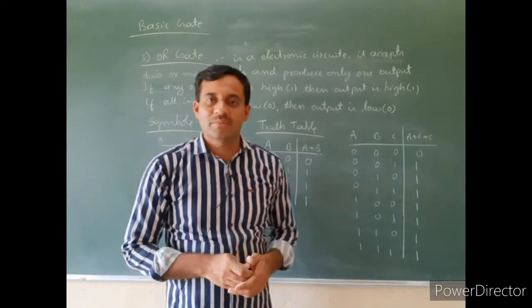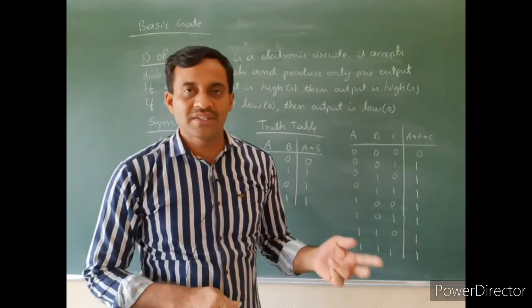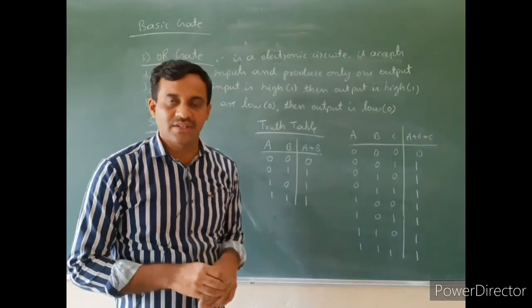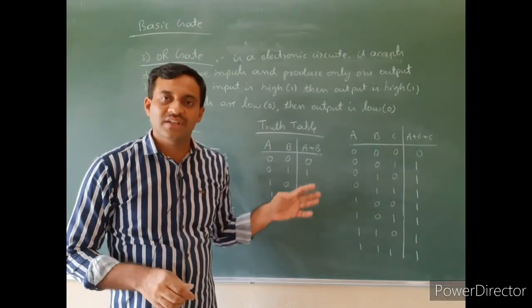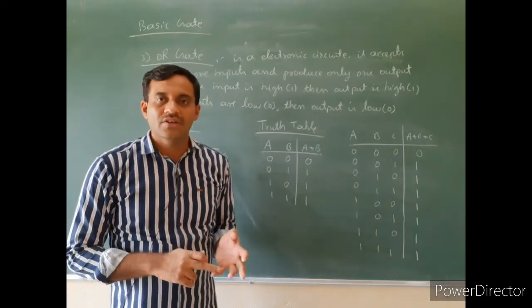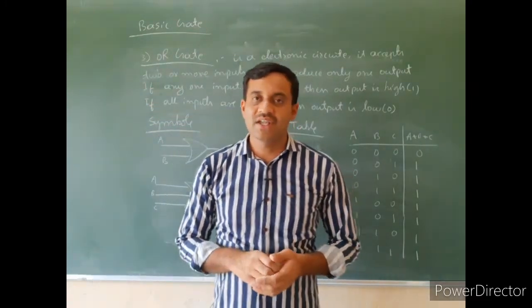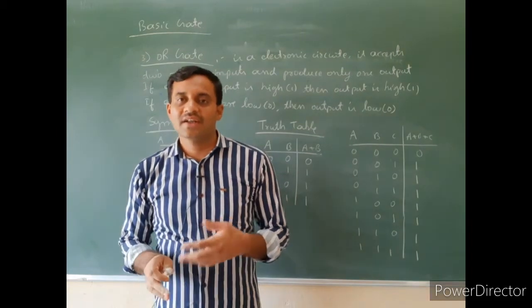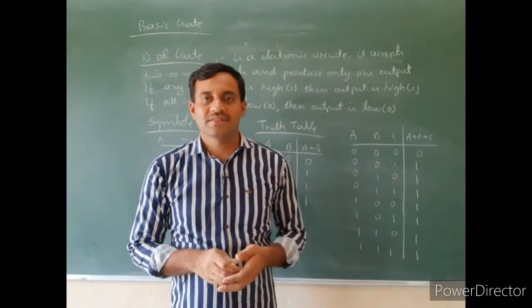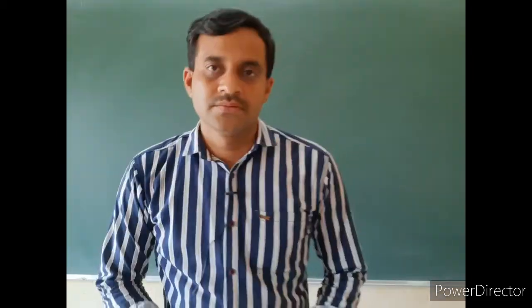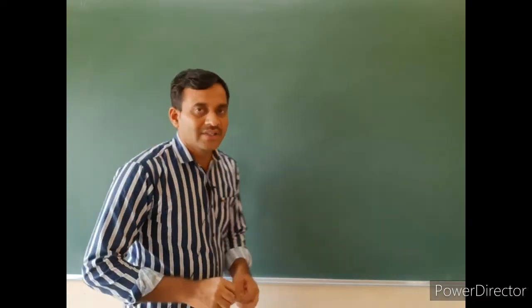So logic gates are mainly classified into two types: basic gates and derived gates. What are basic gates here? Basic gates are the fundamental gates: NOT, AND and OR. Then derived gates are derived from the fundamental gates or basic gates. Let us discuss derived gates.